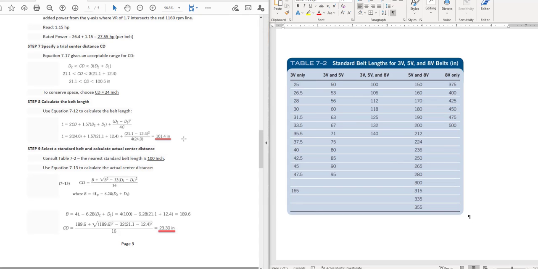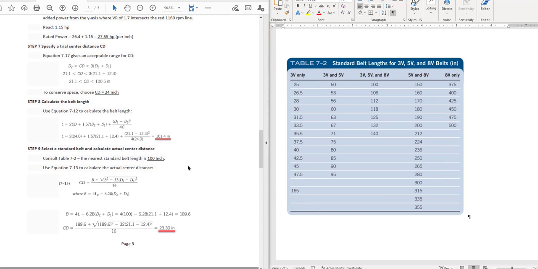So when we calculate that, we end up with 101.4 inches, which isn't a standard belt, because step 9 tells us to go find a standard belt and calculate the actual center distance. So we're going to look at table 7.2, and right here we have 3V, 5V, and 8V belts. They will have a 100-inch length available. So let's go select that 100-inch length.